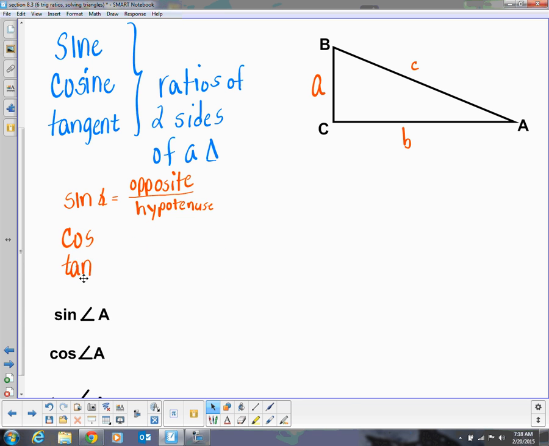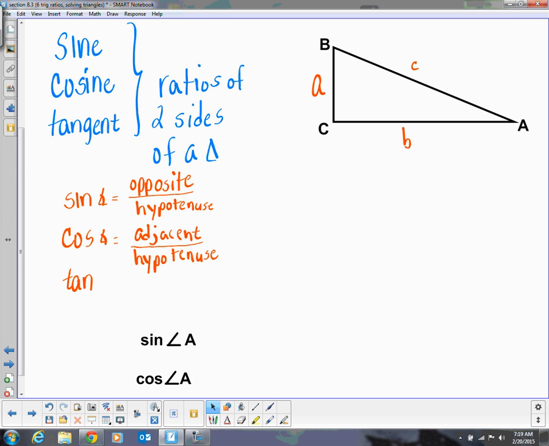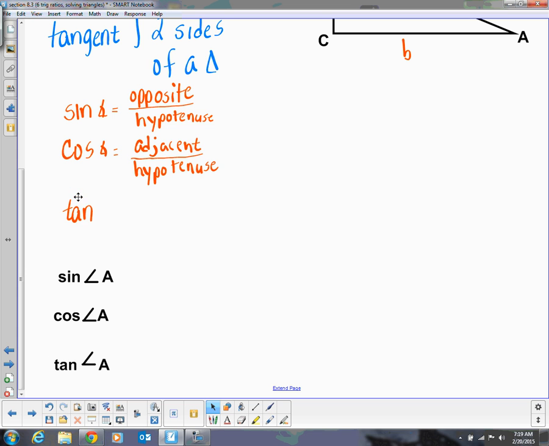Okay, cosine of an angle is going to be the adjacent side. What does adjacent mean? If you lived in a house, an adjacent house to your friend, what does that mean? Next door. If your house was adjacent to your friend's house, your house is next door. Tan of an angle is going to be the side opposite over adjacent.